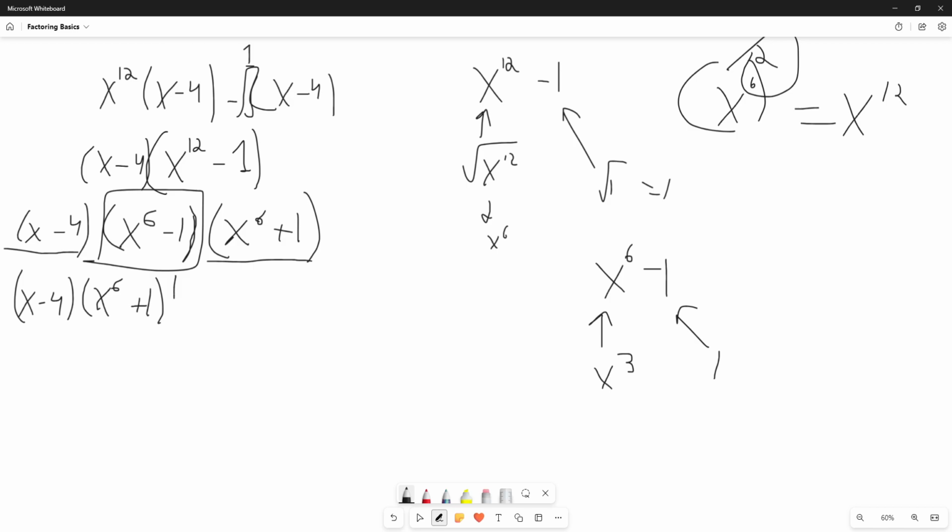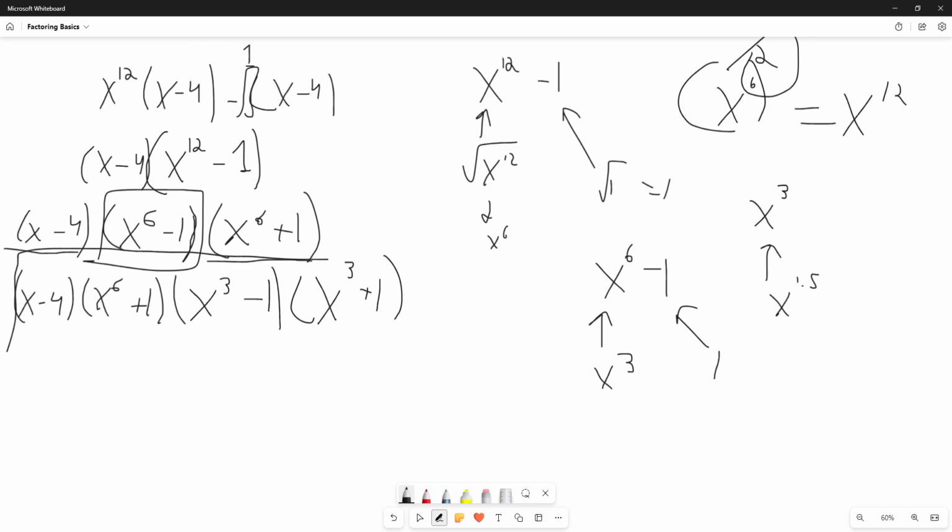And now we can use the difference of squares on this one. We can do x to the 3 minus 1, x to the 3 plus 1. Now we could go further with an x to the 3 because the square root of it is x to the 1.5, but there's no real reason to go into that when you have decimal places. So this is your final answer.